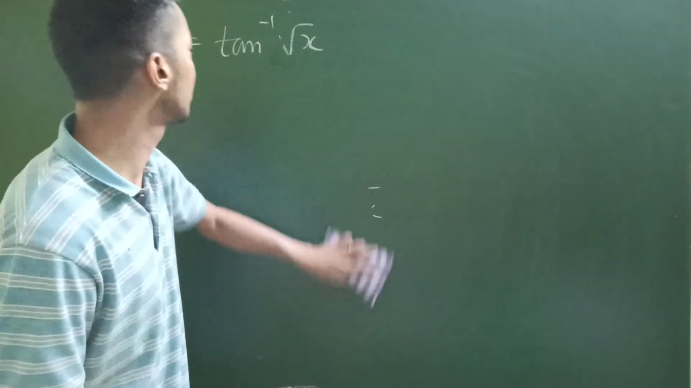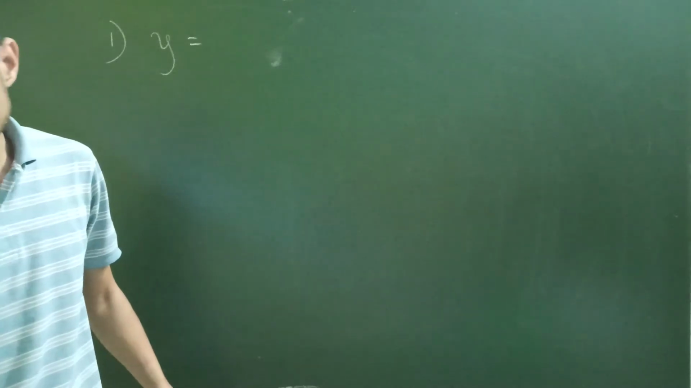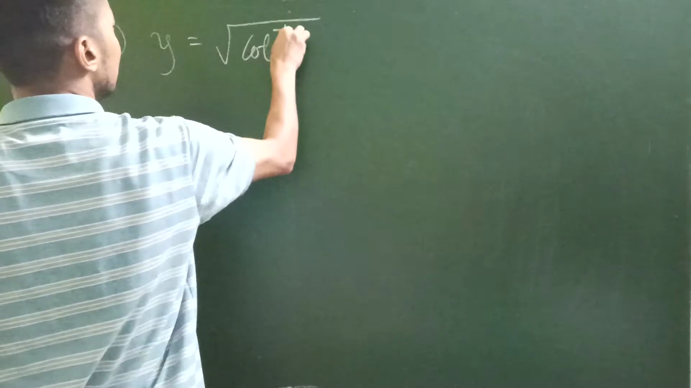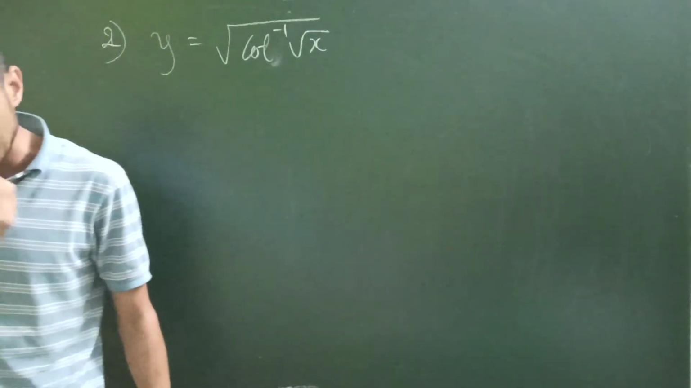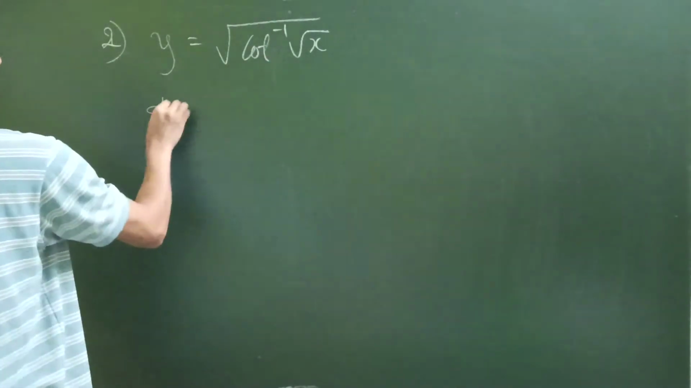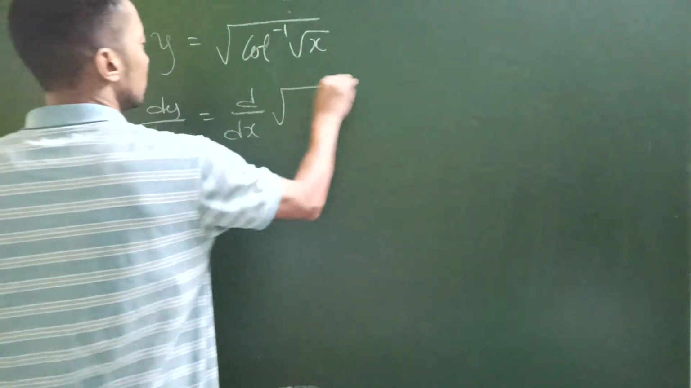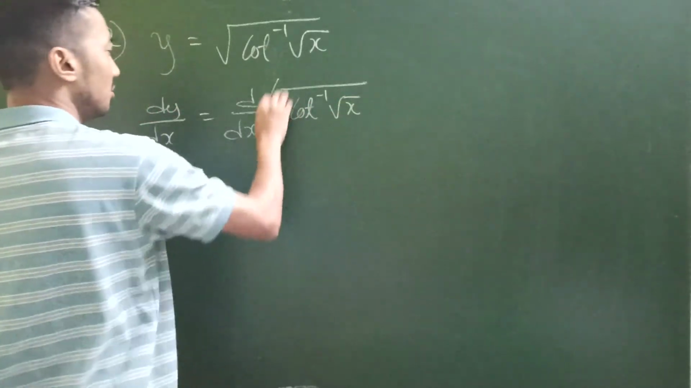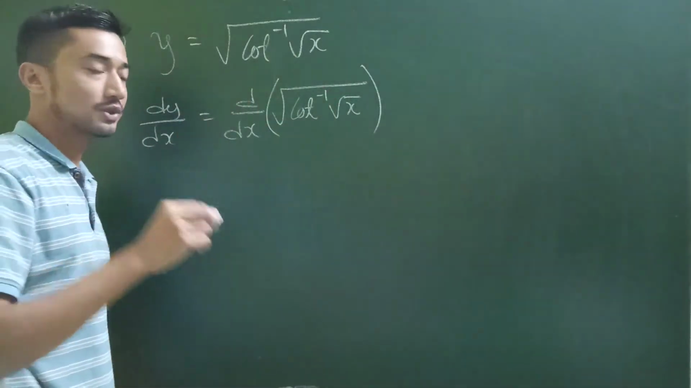Let's try some more questions. Okay, this is going to be good. So that is root of cot inverse root of x. Question number 2: root of cot inverse root of x. Let's differentiate this. Differentiating both sides with respect to x, that's the derivative of root of cot inverse root x. Did you identify how many functions we have here? 1, 2 and 3. So the chain rule will come 3 times.